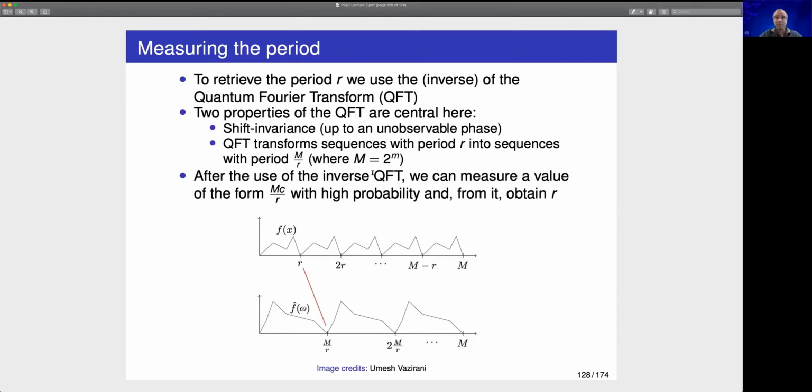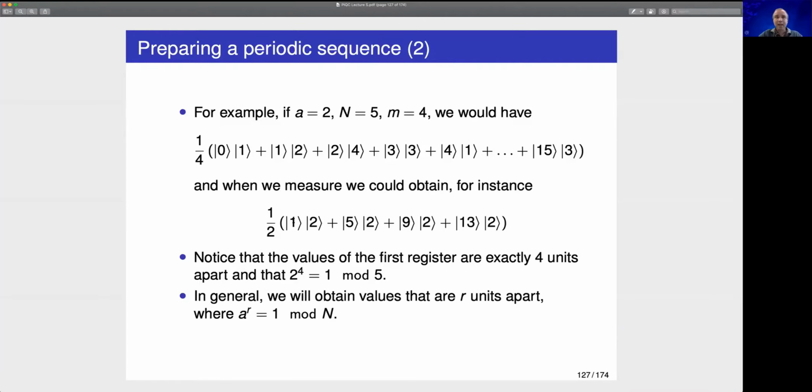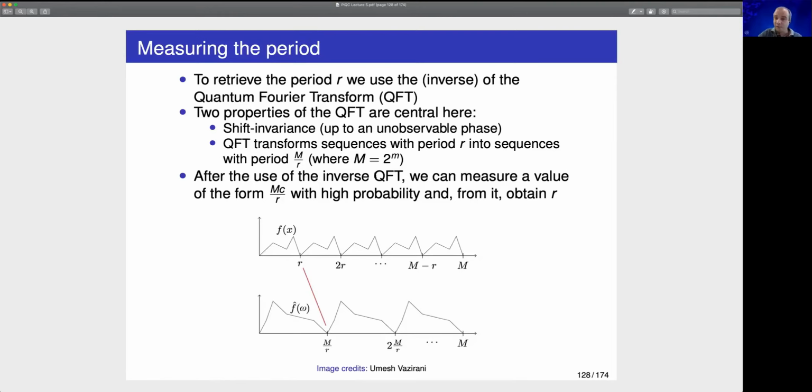The first important property is that it is shift invariant. It means that here I can obtain 1 with 2, 5 with 2, 9 with 2, but I could have obtained 3 with 3, 7 with 3, and so on. I'm going to obtain several different states, all of them separated by the same amount, but they can be shifted one from the other. So this is something that is not important for the inverse quantum Fourier transform.